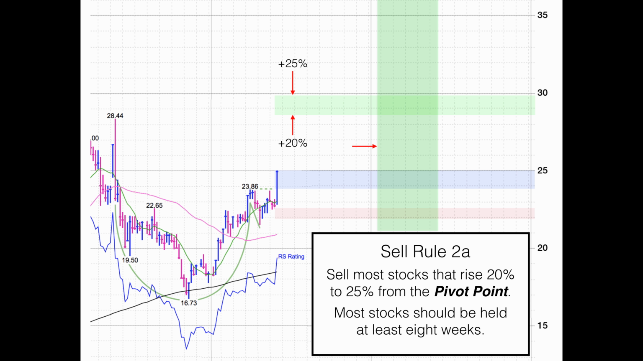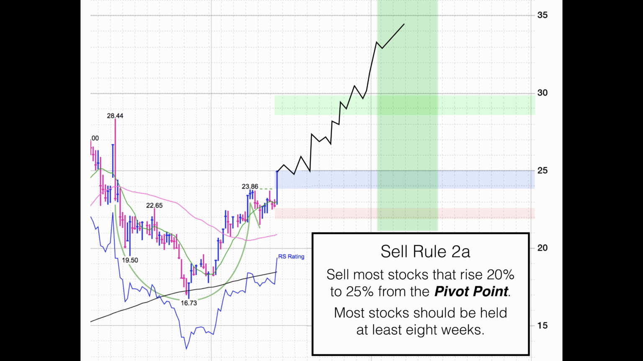I'm going to drop this box in here. That is your 8-week line, or 40 trading days, both legitimate. 40 trading days later, you want to try to hold it to at least there. Okay? And why do you do that? Well, many times the stock will come up quickly. This one's 6 weeks. It's up well past the 25% zone. Do you sell it? Well, according to sell rule 2A, you want to try to give this at least 8 weeks. And here you are, you're up 25%, but you're not at 8 weeks, so you don't sell it yet.